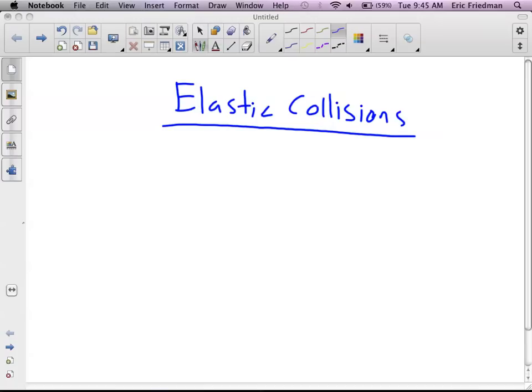Okay, this next video is going to be about elastic collisions. So let's just go ahead and start off with an example. This is where the two objects are going to bounce instead of stick. They're a little bit harder. You need to know a little bit more information, but we'll get into that after the example.